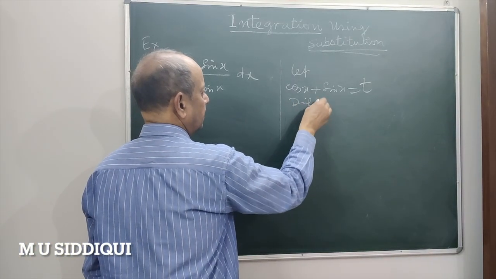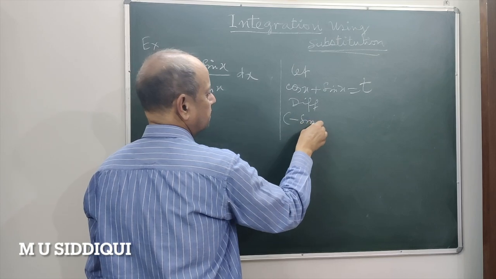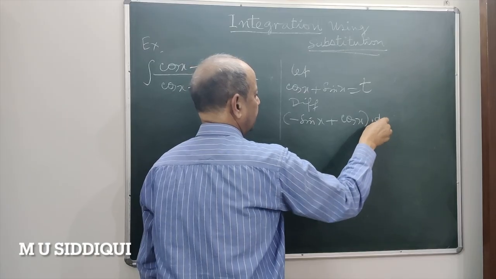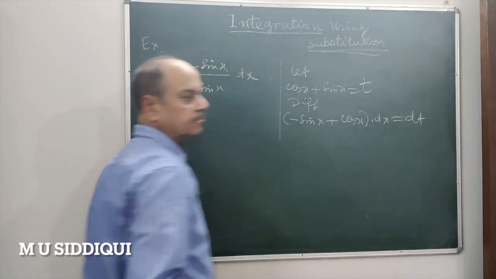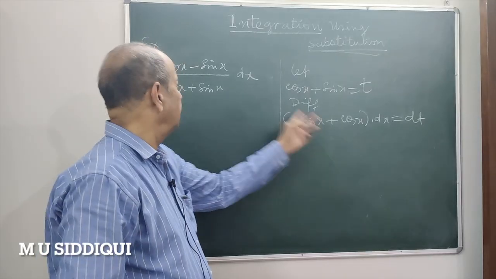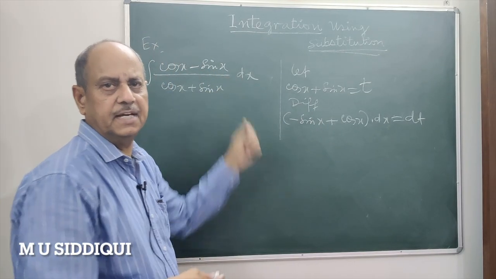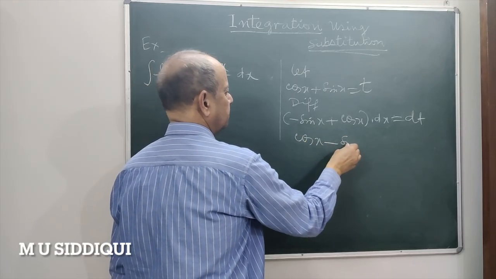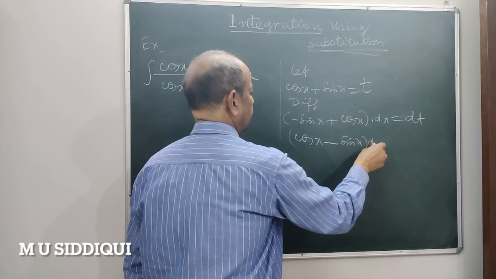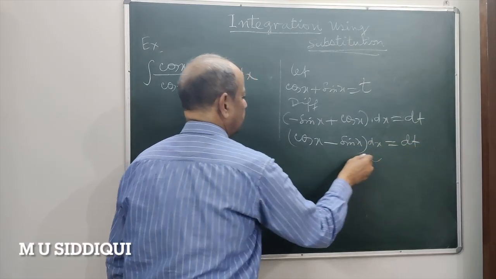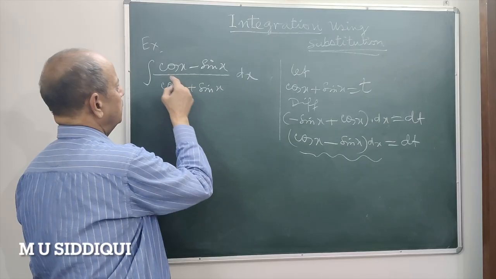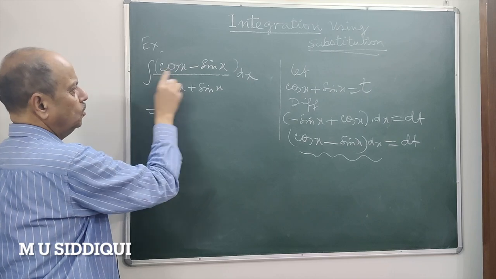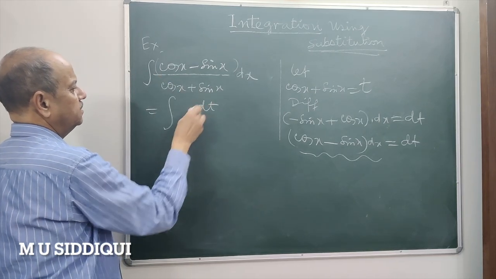Then you check it on differentiating. What do you get? Cos x becomes minus sin x, plus sin x becomes cos x, and dx can be written as dt. If you just rearrange, this becomes cos x, which was positive, minus sin x, and dx as dt. Now you can see this expression is present here, cos x minus sin x dx. So this entire numerator is dt now, and the denominator expression is t.